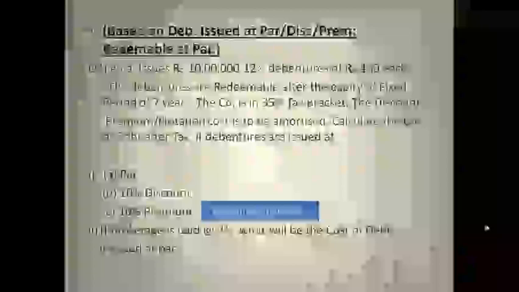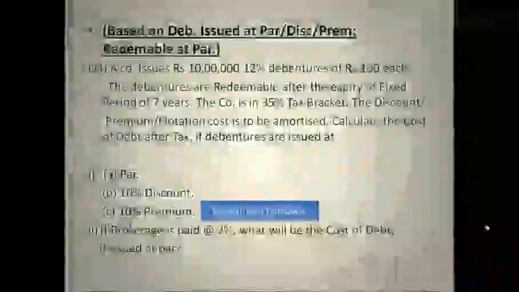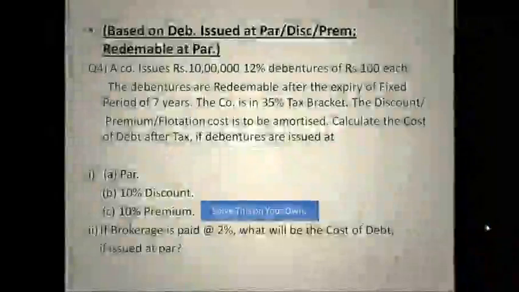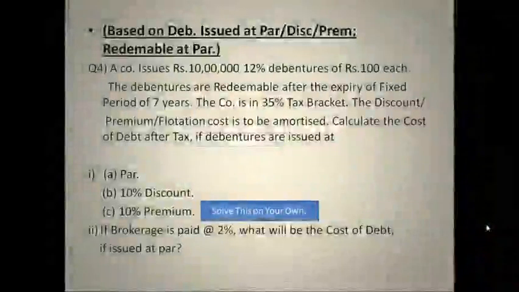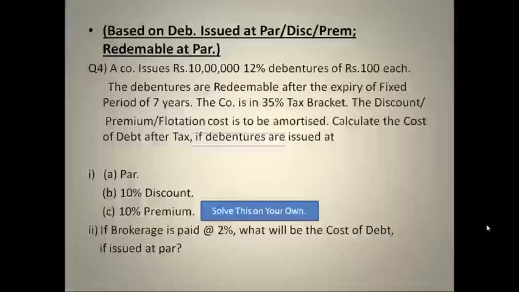Friends, in this session we'll be solving one very important sum based on cost of debentures, which is an all-in-one question. I say that because this sum includes debentures which are issued at a par rate, at a discounted rate and at a premium. So what we will do is simply break the question into two to three different parts, solve each part differently and arrive at the correct answer.